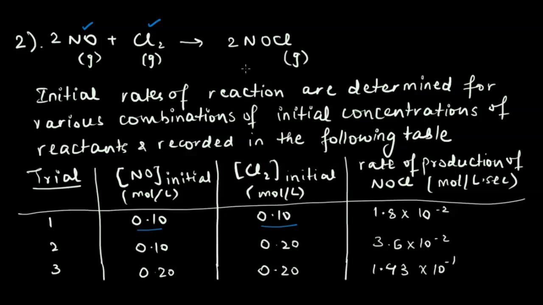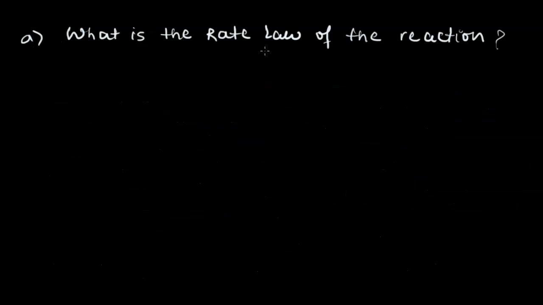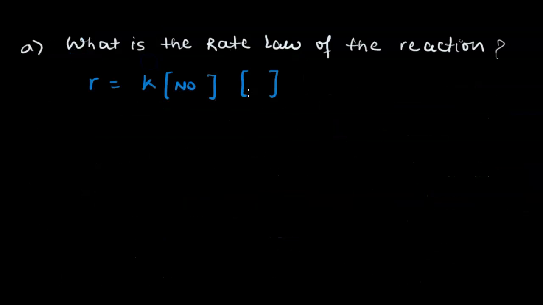Rate of production of NOCl: because NOCl is a product, the rate of reaction is represented as rate of production. Unit is moles per liter second, and the value is 1.8 times 10 to the power negative 2, and the other trial values are listed as well. The first thing we have to determine is the rate law of the reaction. We know the general rate law equation is R equal to K, with the concentrations specifically for NO and Cl2. So we put in NO and Cl2, raised to the power of M and N. M and N are determined experimentally, so we have to figure them out from the table given.